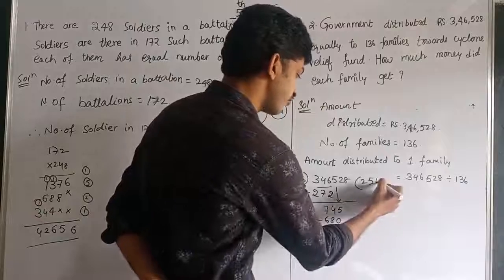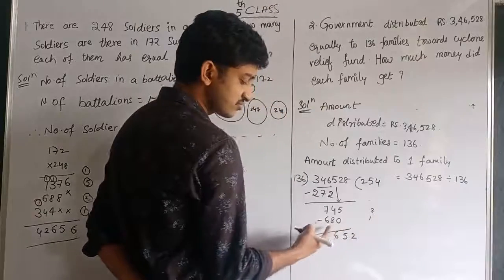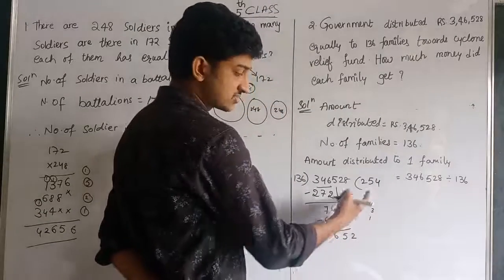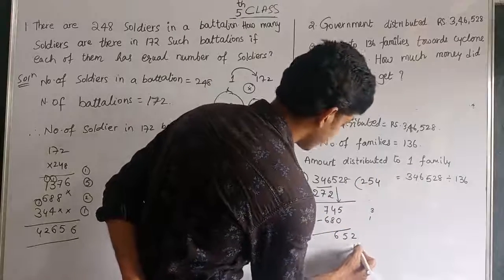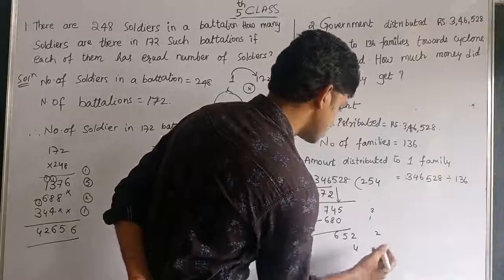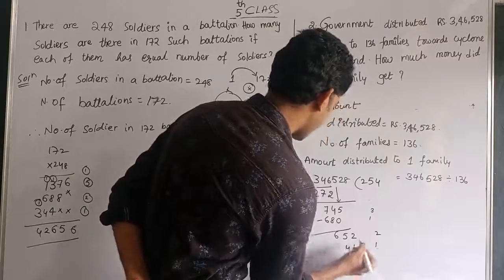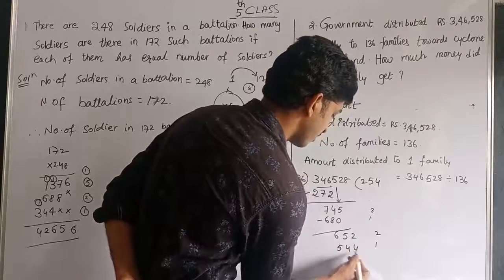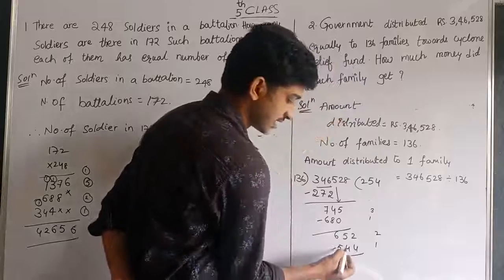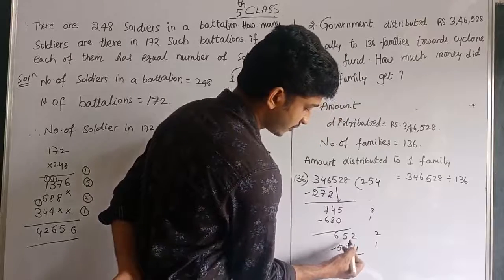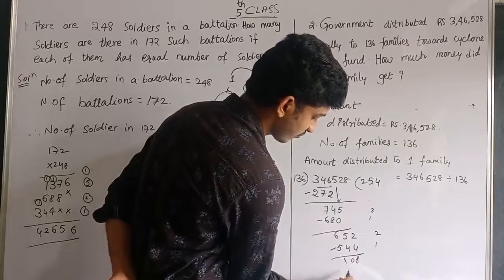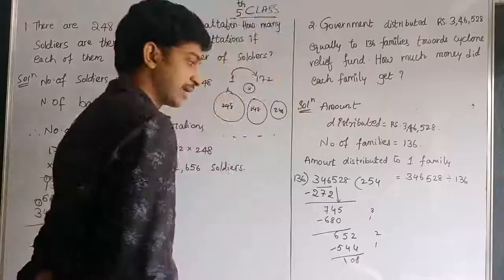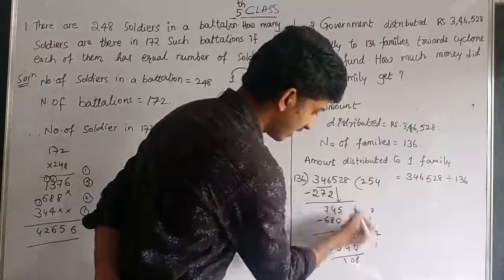Okay, 65. So here I am bringing down 2 and it is 652. So I am taking 4 times now. If you take 5 times, you get 680, so it is a greater value. That's why I am taking 4 times. 4 6s are 24, 2 carry. 4 3s are 12, 12 plus 2, 14, 1 carry. 4 1s are 4, 4 plus 1, 5. 544. Subtract: 52 minus 44 equal to 8, and 6 minus 5, 1. 108 is the remainder.